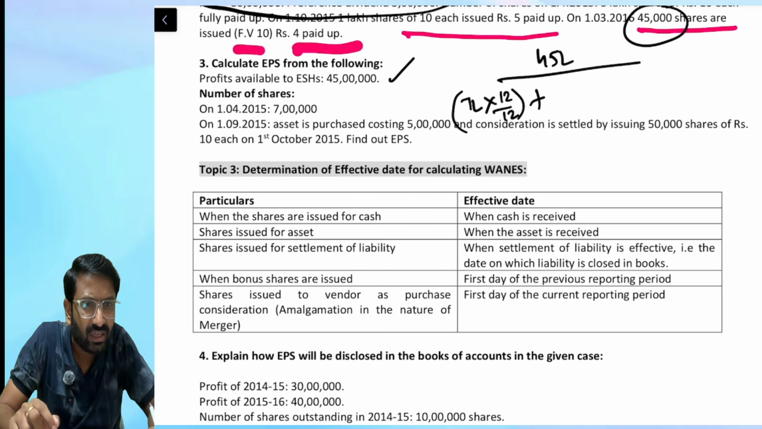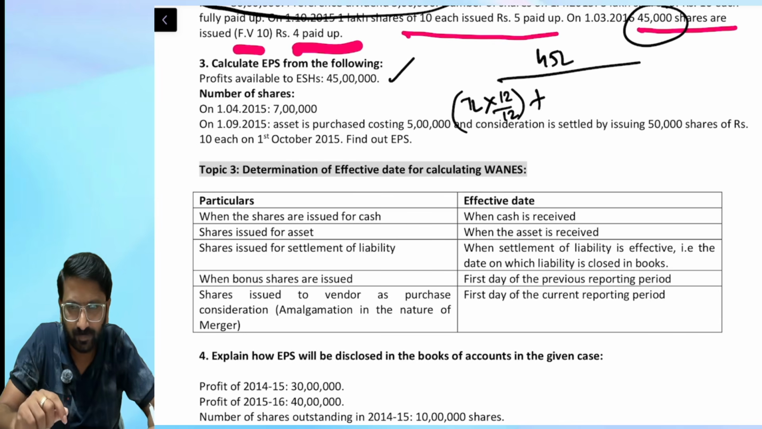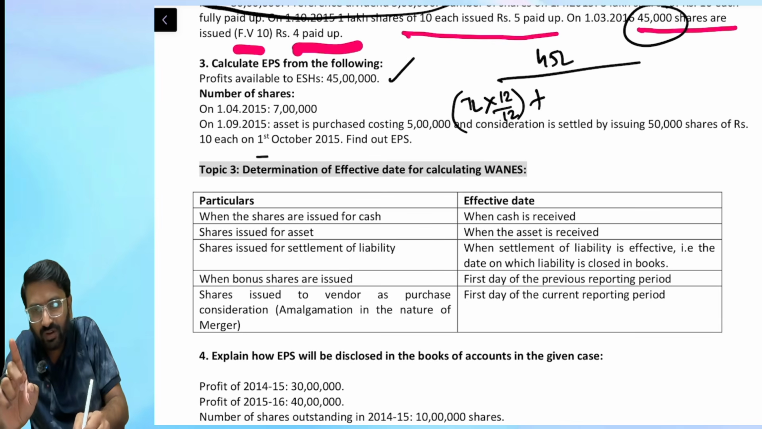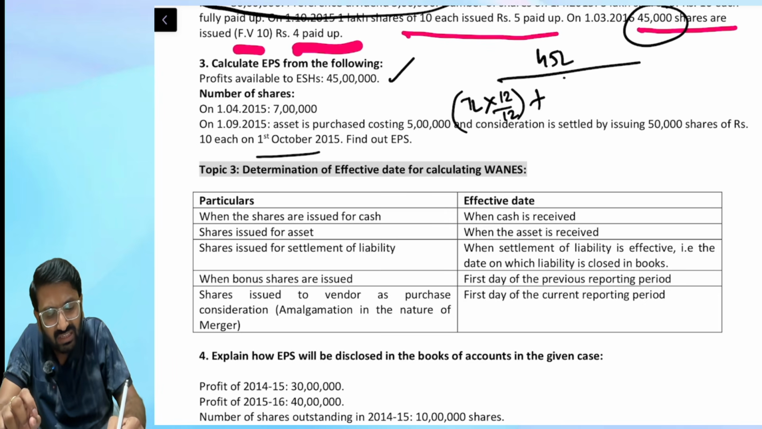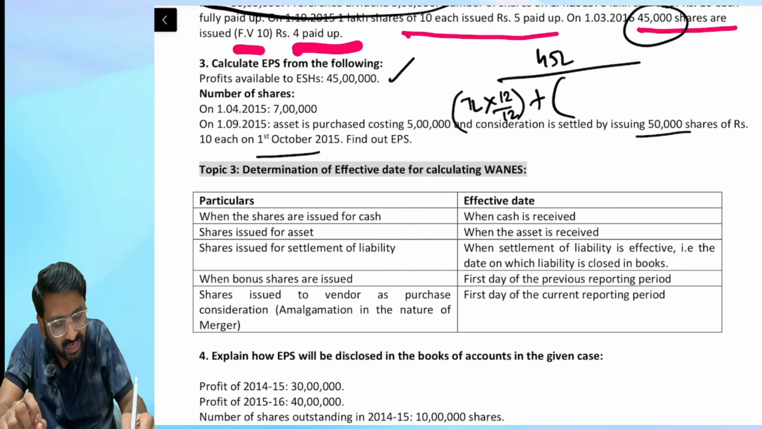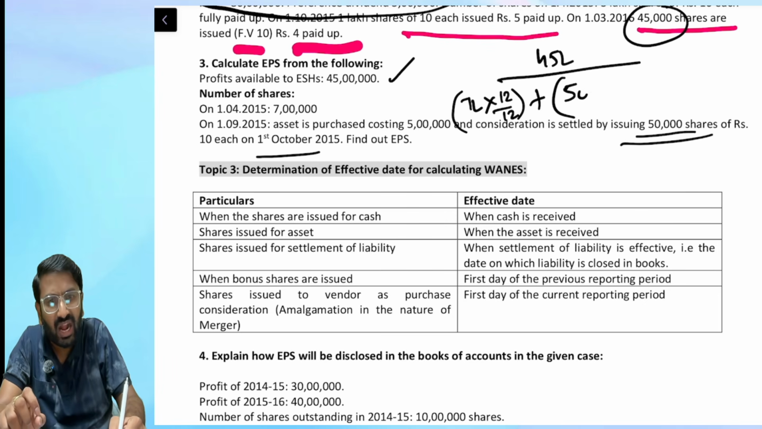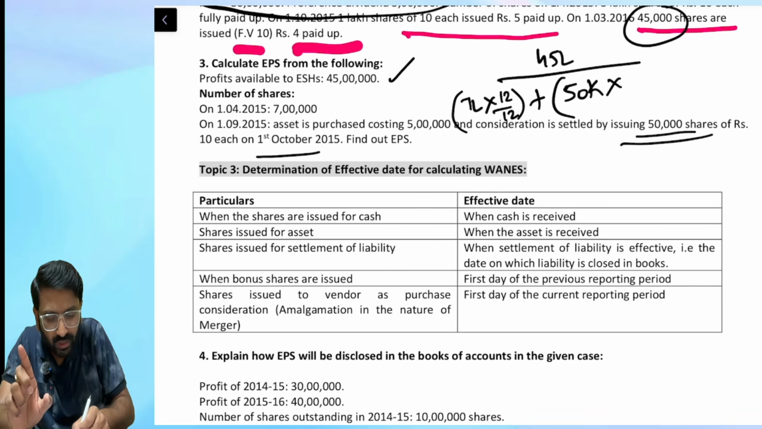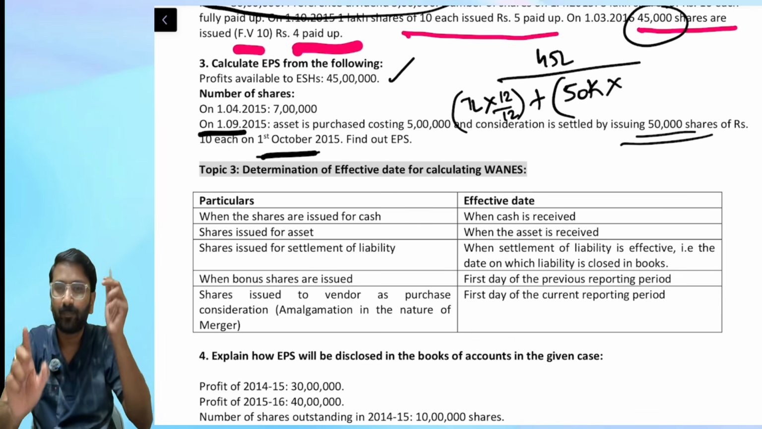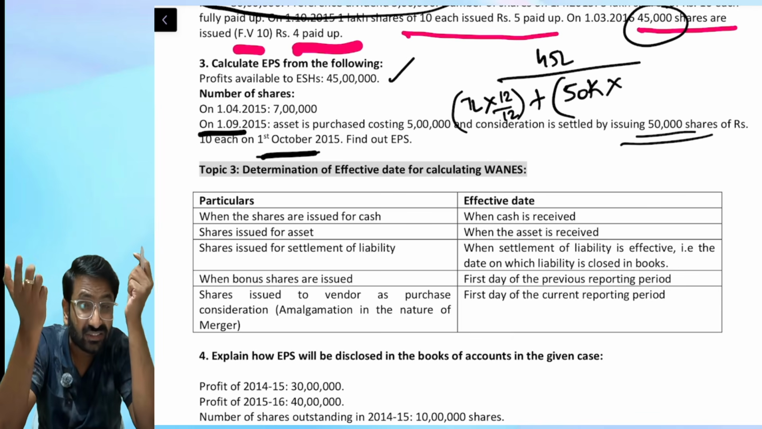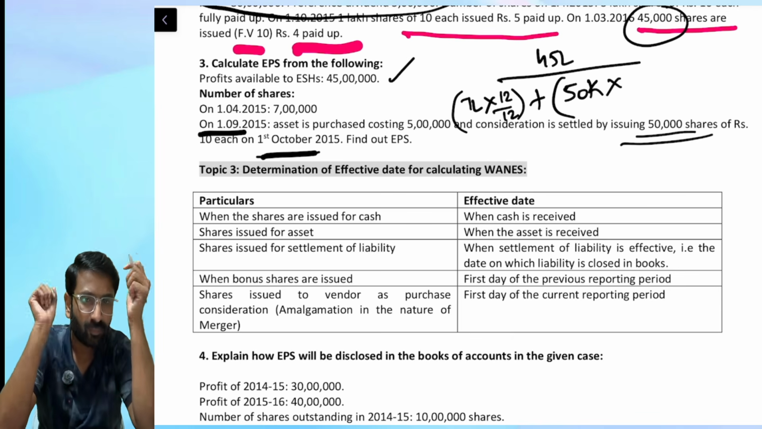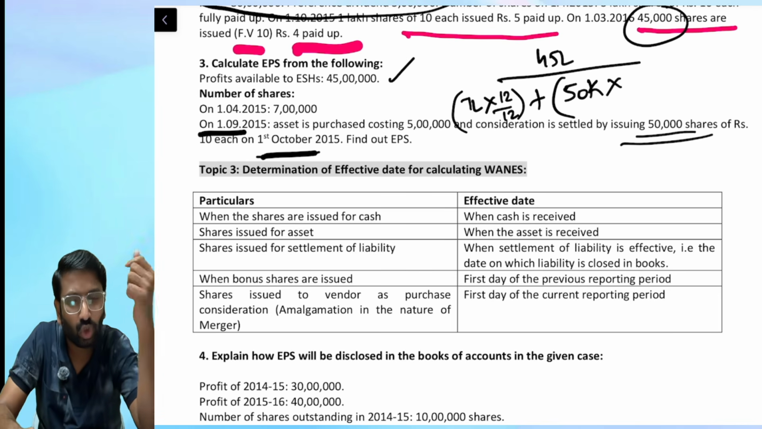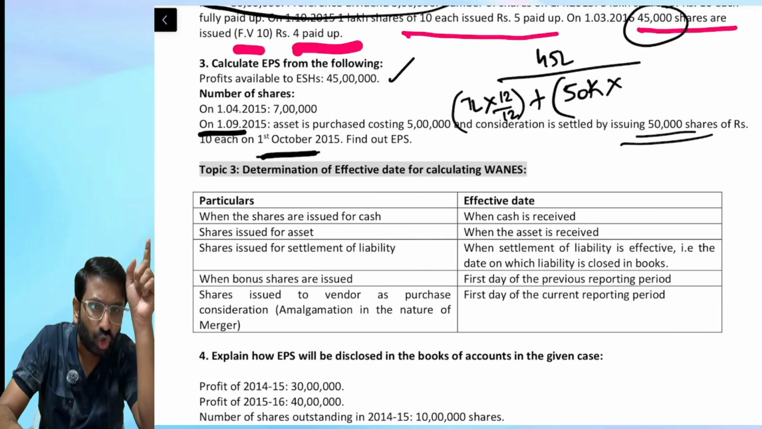Consideration is settled by giving 50,000 shares of 10 each. And when are the shares given? 1st of October. Now, when I'm adding the number of shares, how many shares are we adding? 50,000. And for those 50,000 shares, should I consider from October or from September? If you look at the example, when is the asset purchased? September. When are the shares given? October. Now, should I consider October or September in the denominator calculation?